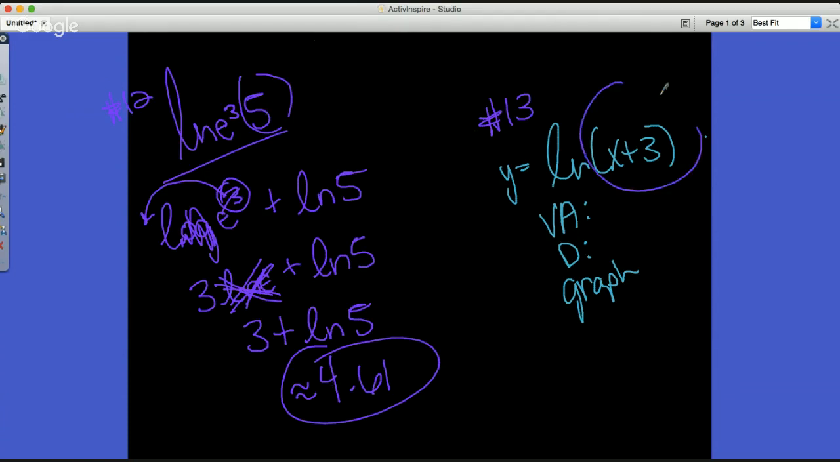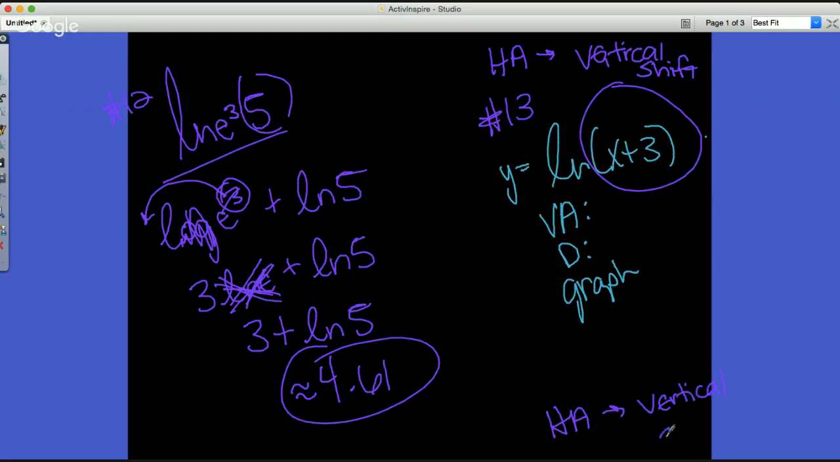On this other one, remember, like I said earlier, whatever's in the parentheses actually ends up affecting my vertical asymptote. You could say it this way: an exponential has a horizontal asymptote that is affected by a vertical shift. So that's just the difference there, okay? There are two differences on that.